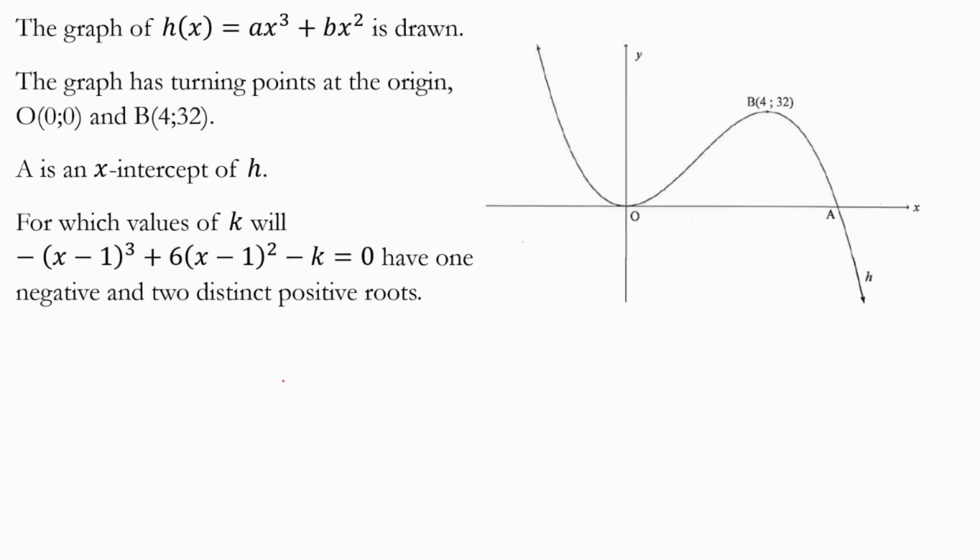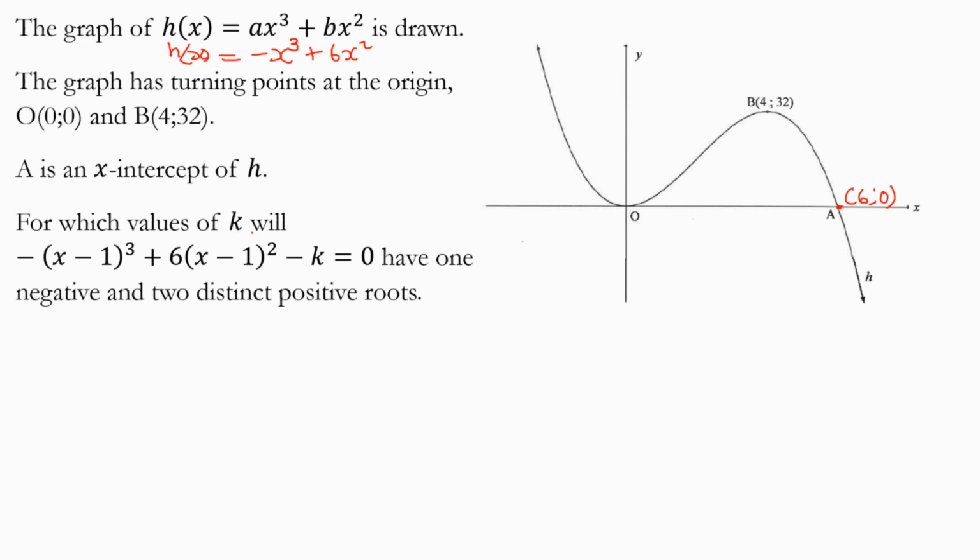The graph of h of x. Remember, our equation is h of x is equal to negative x cubed plus 6x squared. The graph has turning points at the origin and at B. A is an x-intercept of h. Also remember, we have the coordinates of A.